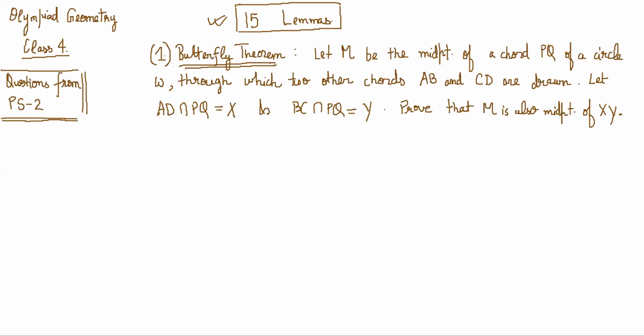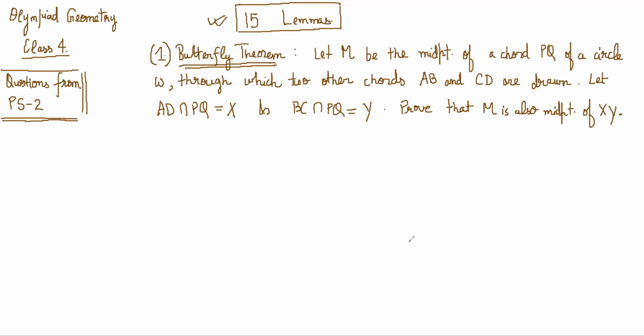So the butterfly theorem says: let M be the midpoint of chord PQ of a circle W, through which two other chords AB and CD are drawn. Let the point of intersection of AD and PQ be X, and the point of intersection of BC and PQ be Y. You have to prove that M is also the midpoint of XY.